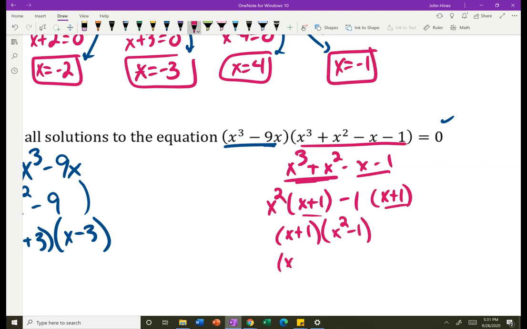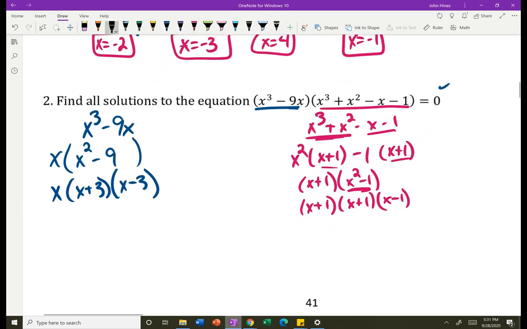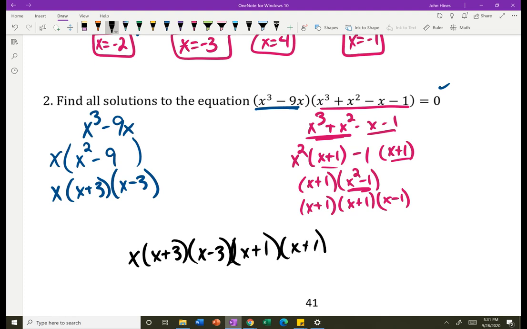But then, of course, this is the difference of perfect squares, so I can factor this guy into x plus 1, x minus 1. Whew. You got to be quick at factoring, folks, or you can pause the video and rewatch it to catch up to where I am. But right now, I have x times x plus 3 times x minus 3 times x plus 1 times x plus 1 times x minus 1 equals 0.